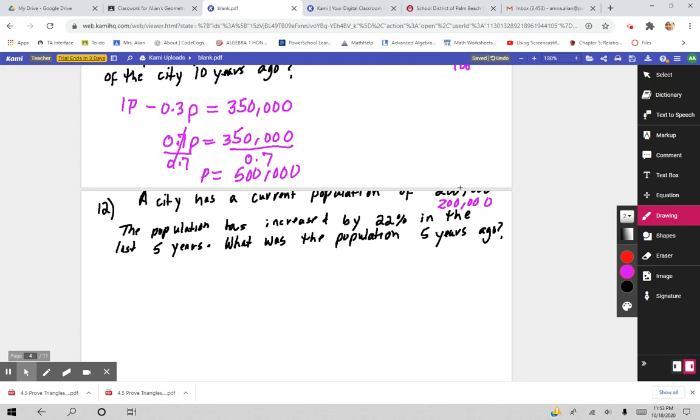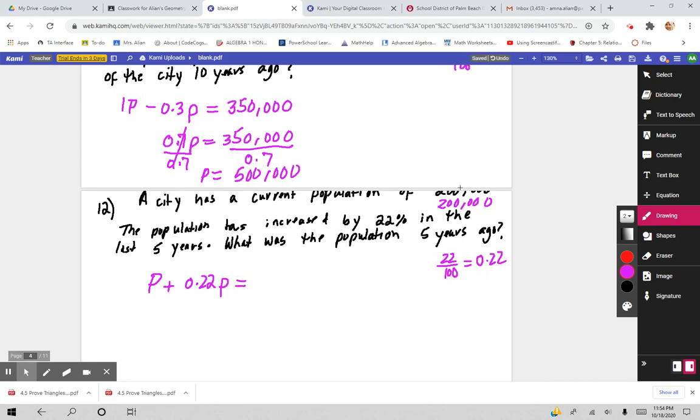Okay, so right now it's 200,000. But it wasn't 200,000 5 years ago. We don't know exactly how much it was, so we'll say it was P amount. P for population. And this population increased by 22%. So you're going to take 22, divide that by 100, and turn it into a decimal. So that population increased by 0.22 of itself, P.